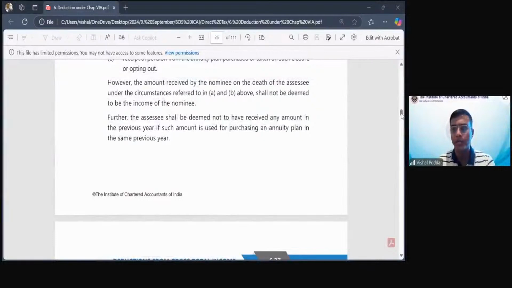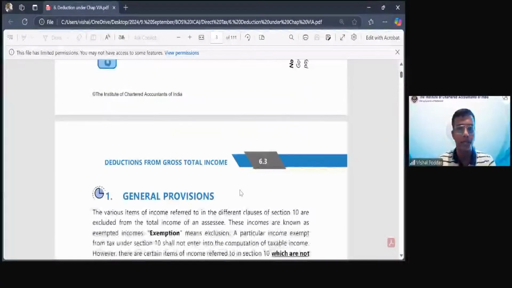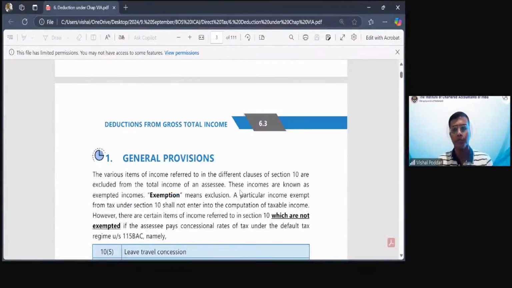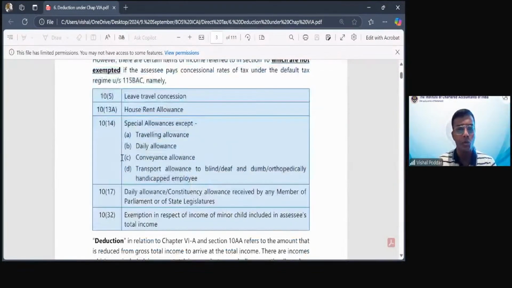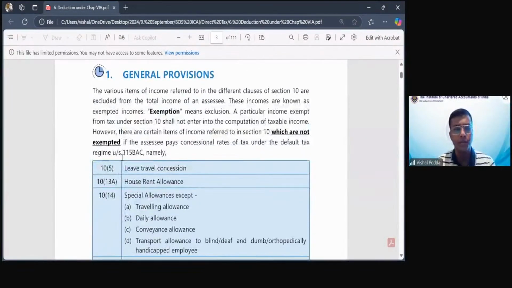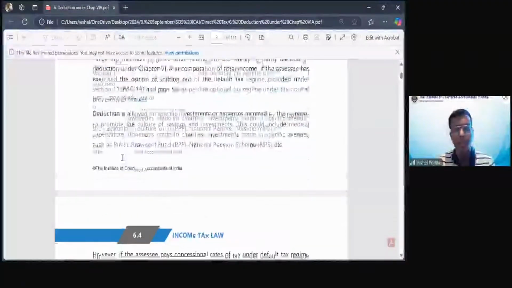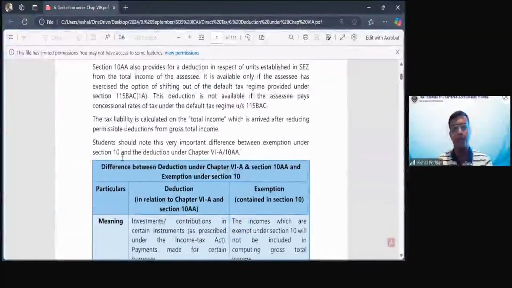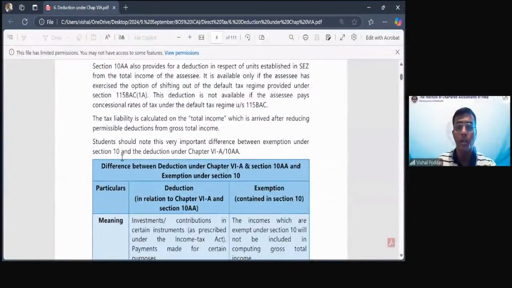So let me just summarize what we did in the last lecture before I take you ahead. And I also want all of you to pitch in with your inputs and raise your doubts or questions, if any. Last lecture, we started discussing the difference between exemptions and deductions, then the difference between deduction under 10AA versus Chapter 6A. Both are deductions only.